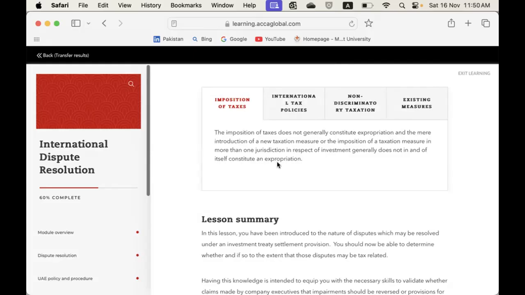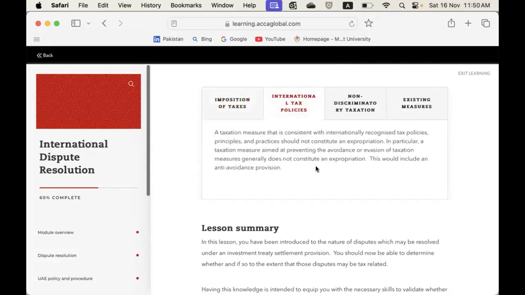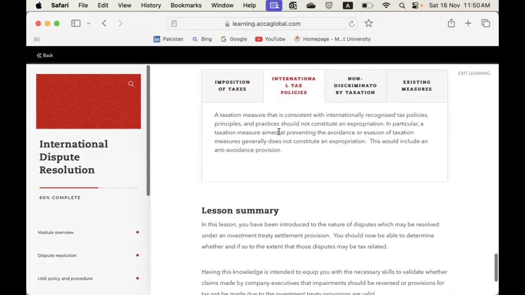Just because UAE has introduced corporate taxation, that does not mean an expropriation measure has been incorporated or put into force. International tax policies. A taxation measure that is consistent with internationally recognized tax policies, principles, and practices should not constitute an expropriation. So, naturally, if the taxation measure introduced is in line with the international framework, then it will not constitute an expropriation. In particular, a taxation measure aimed at preventing the avoidance or evasion of taxation generally does not constitute an expropriation. Again, this is a reference to double taxation. So any such provisions, for example, a double tax agreement introduced, would not mean that there is an effort to expropriate assets.